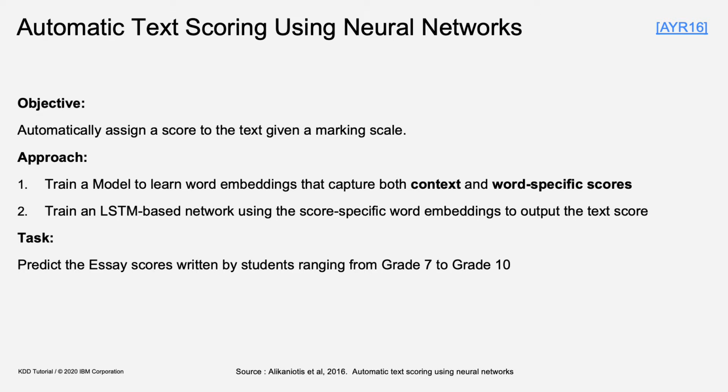The first paper is titled Automatic Text Scoring Using Neural Networks by Alikanitis et al. In this paper, the authors provide an approach to automatically generate a score for the input text given a standard marking scale. The novelty proposition is to learn word embeddings that capture both context and word-specific scores. They train an LSTM network using these score-specific word embeddings to generate an output text quality score. Finally, the authors showcase the efficacy of their model for predicting essay scores written by students ranging from grade 7 to grade 10.